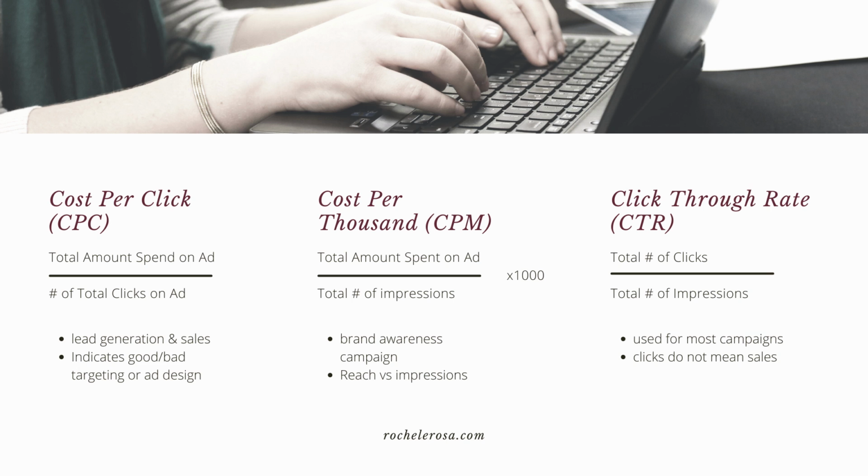The third and final one that I'm going to talk about here is called the click-through rate. And you get that by taking the total number of clicks and dividing it by the total number of impressions. The click-through rate is a metric that's used for most campaigns. I don't know of any campaign that doesn't measure click-through rate, besides maybe a brand awareness campaign. But even then, you would at least want to have your ad design or your targeting be good enough that people are clicking on the ad.